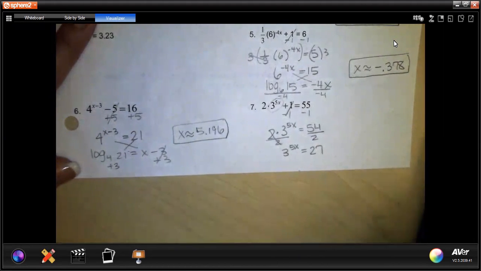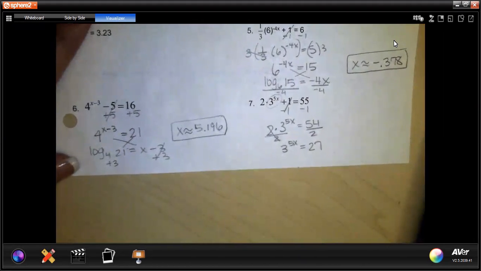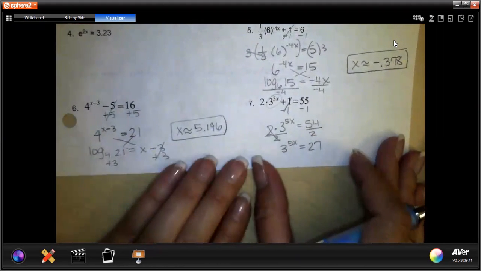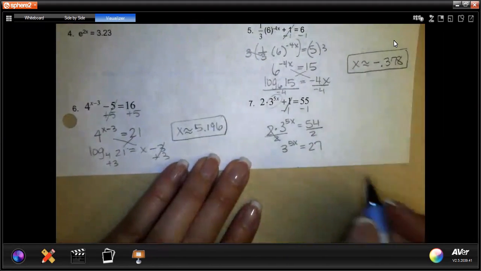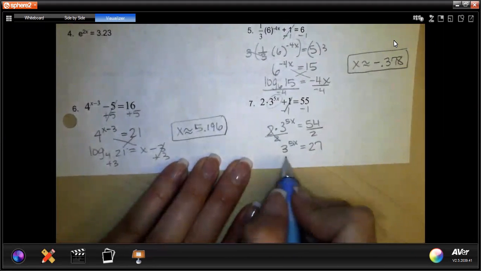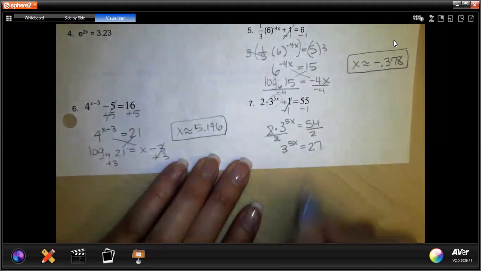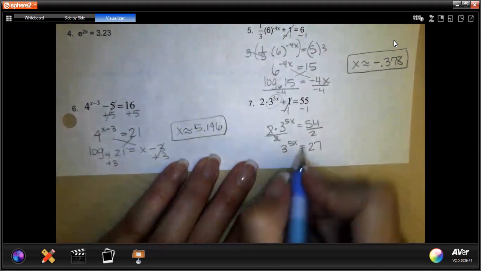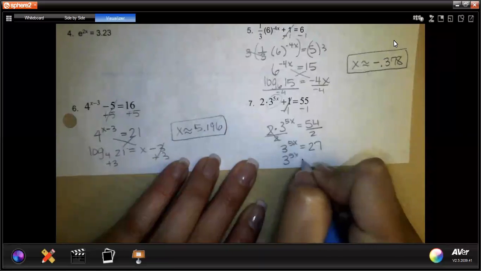Now we're ready to either use the definition, or last class we did solving by common base. So I'll go ahead and redo that one just to remind you. Both of these can have a common base. So if you recognize that at this point, then you can go ahead and change that to a common base.